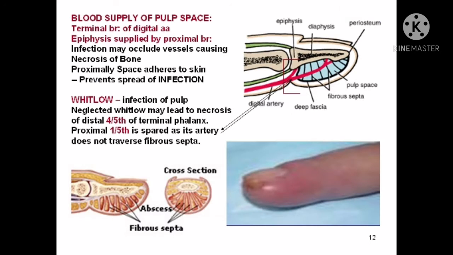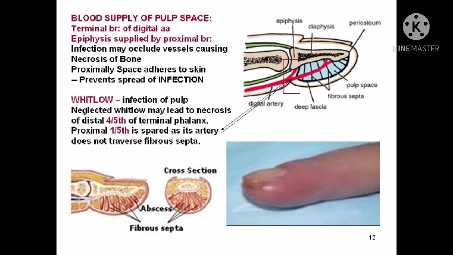The blood supply of the pulp space. The pulp space receives its blood supply from the terminal branch of the digital arteries. The epiphysis of the bone is supplied by the proximal branch. An infection may occlude vessels, causing necrosis of the bone. Proximally, the space adheres to the skin and prevents the spread of infection.